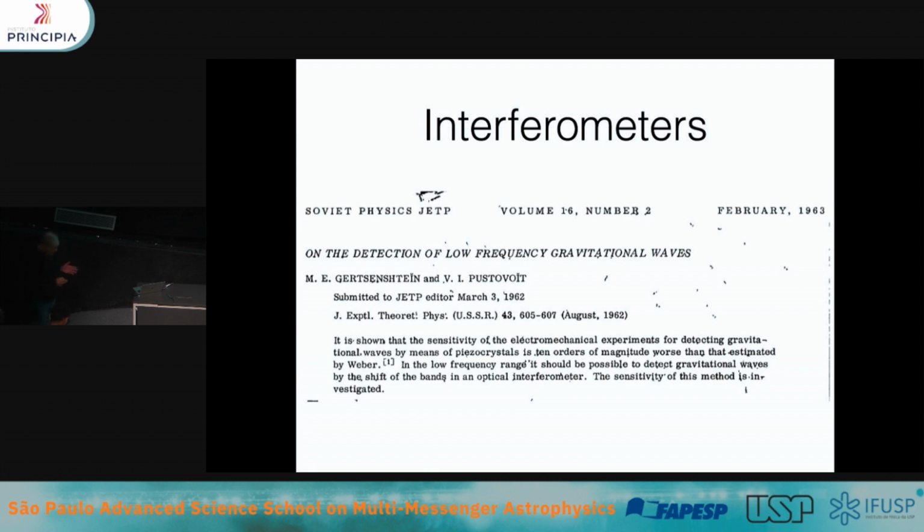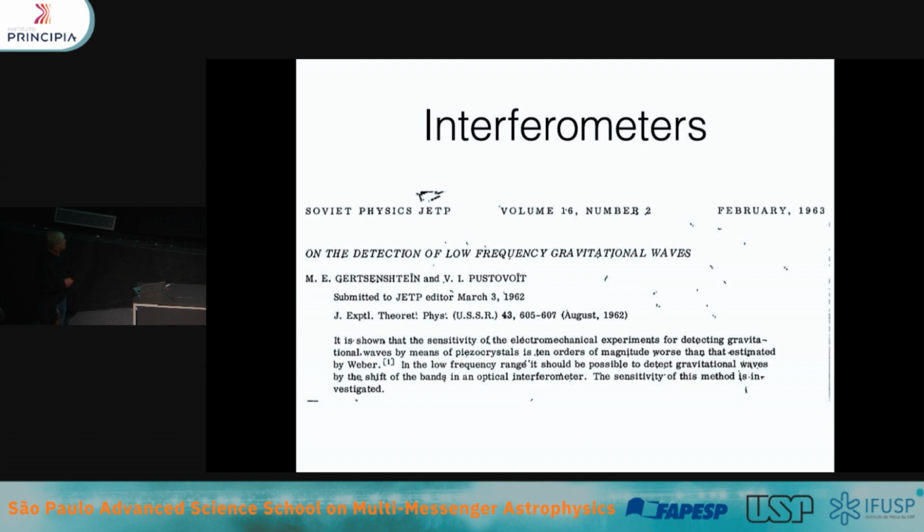And in parallel, at that time, there was a push for developing a new type of gravitational wave detectors. So this is the main Soviet physics journal, and you can see it's early 60s, and what it's showing is that the sensitivity of the electromechanical experiments for detecting gravitational waves by means of piezo crystals is 10 orders of magnitude worse than that estimated by Weber. So he was using this transducer.